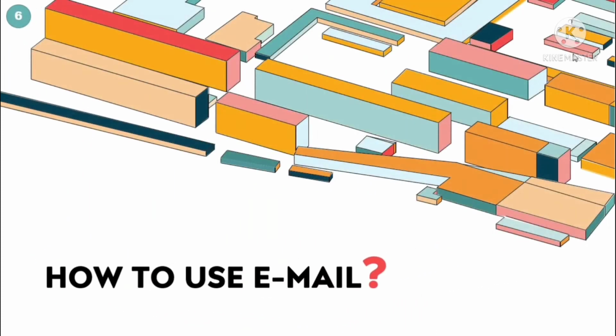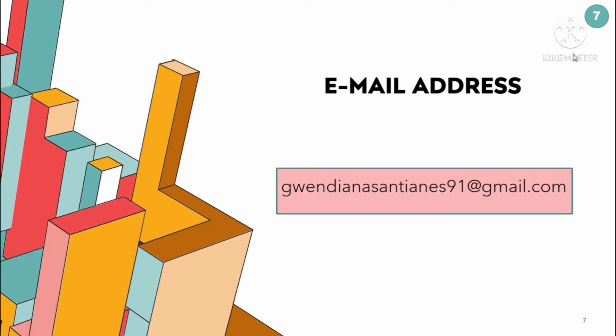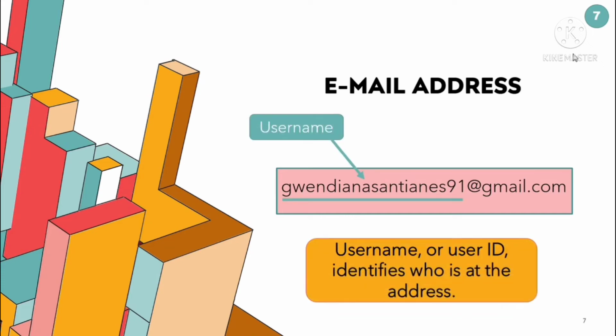Now, how do we use email? In order for us to use this, we need to have an email address first. This is an example of an email address. An email address has 3 parts. First, we have the username. Username or user ID identifies who is at an address. Our first name and last name are usually used here.